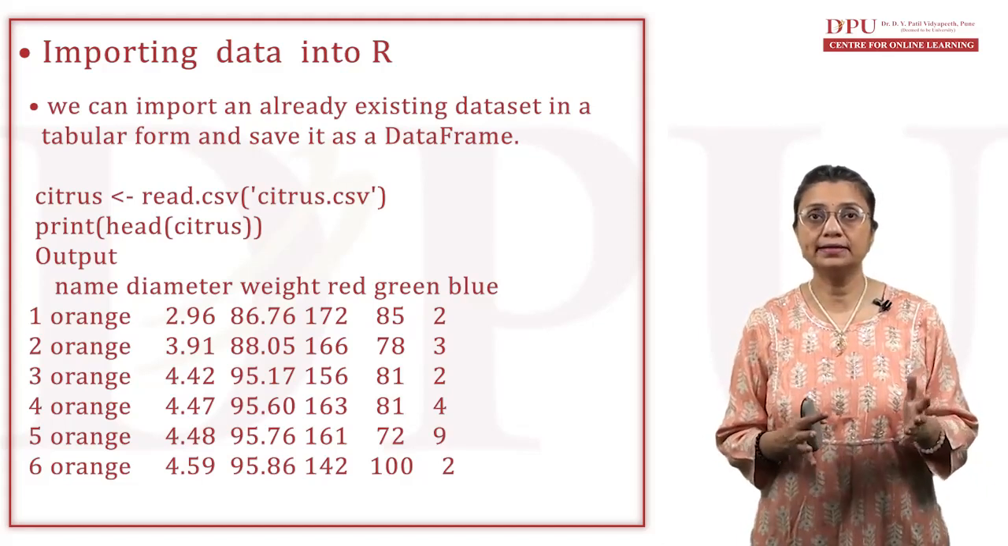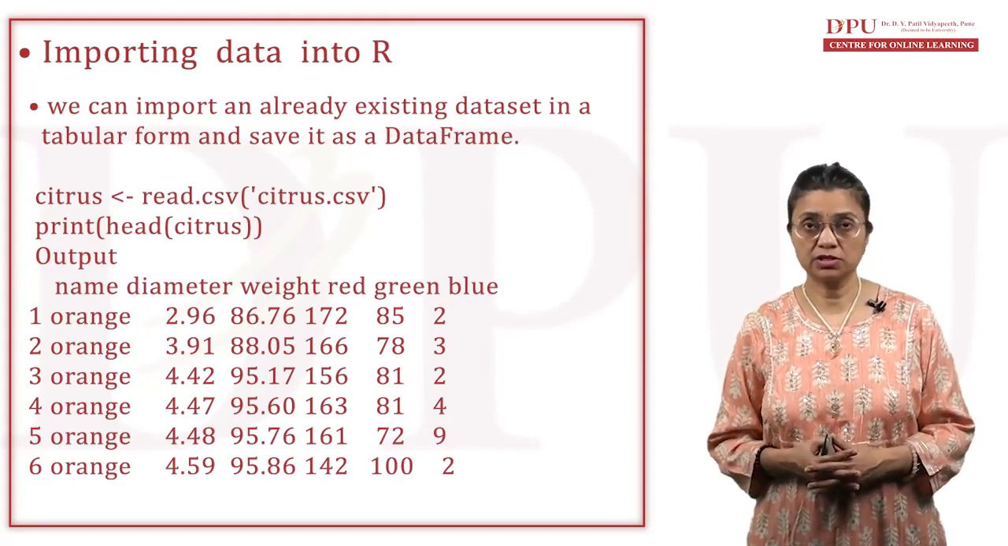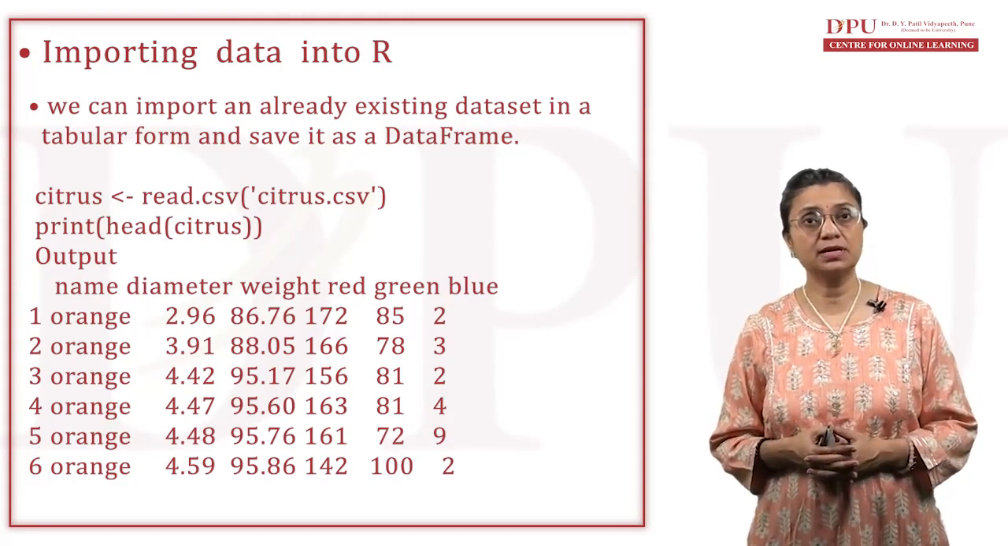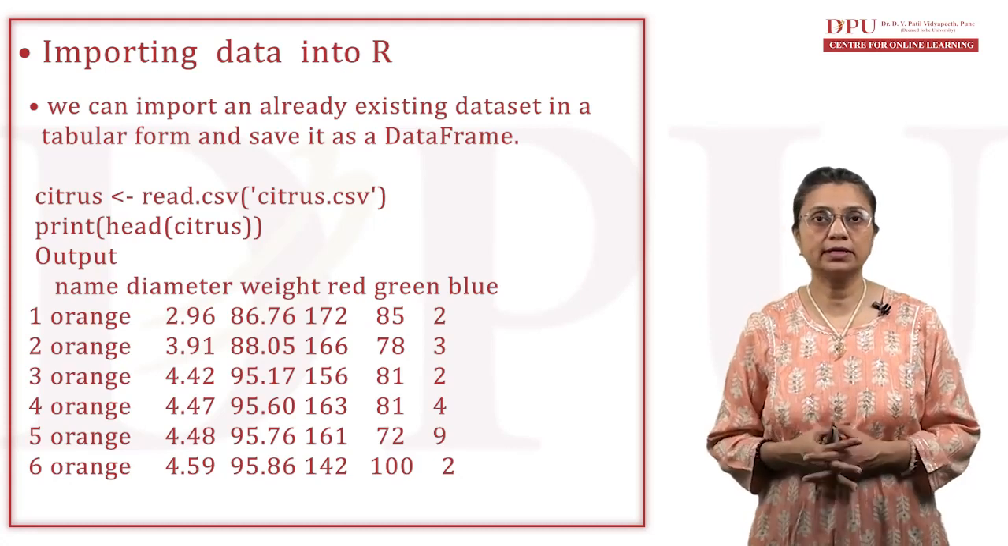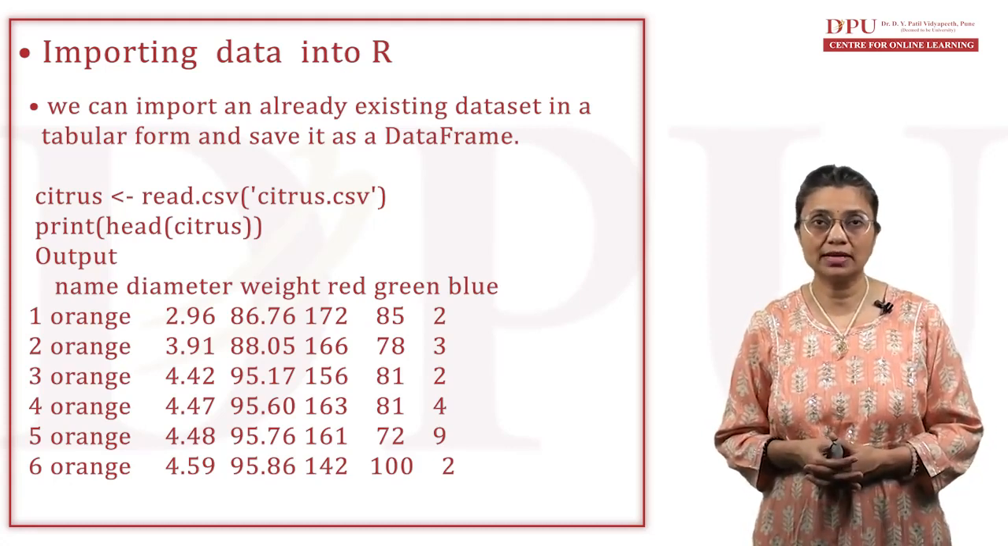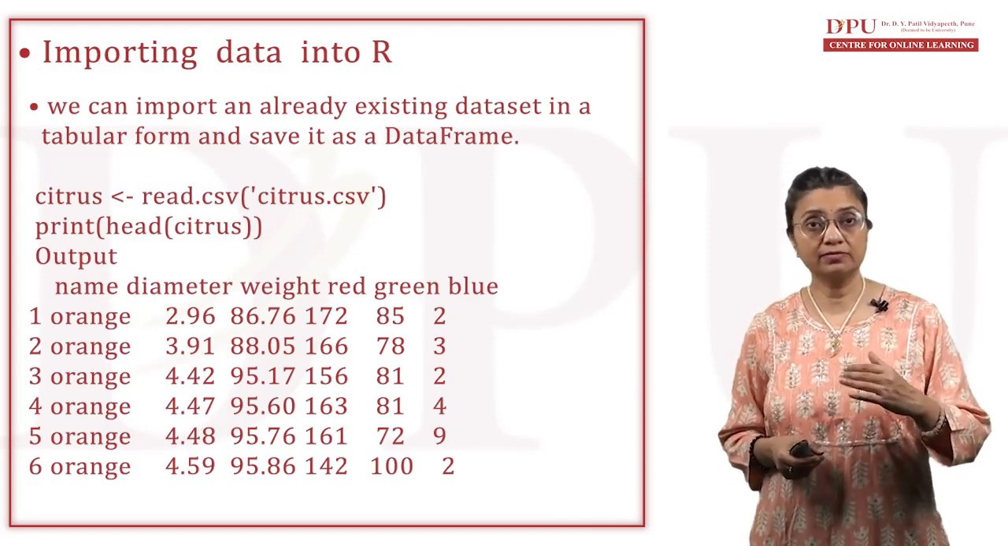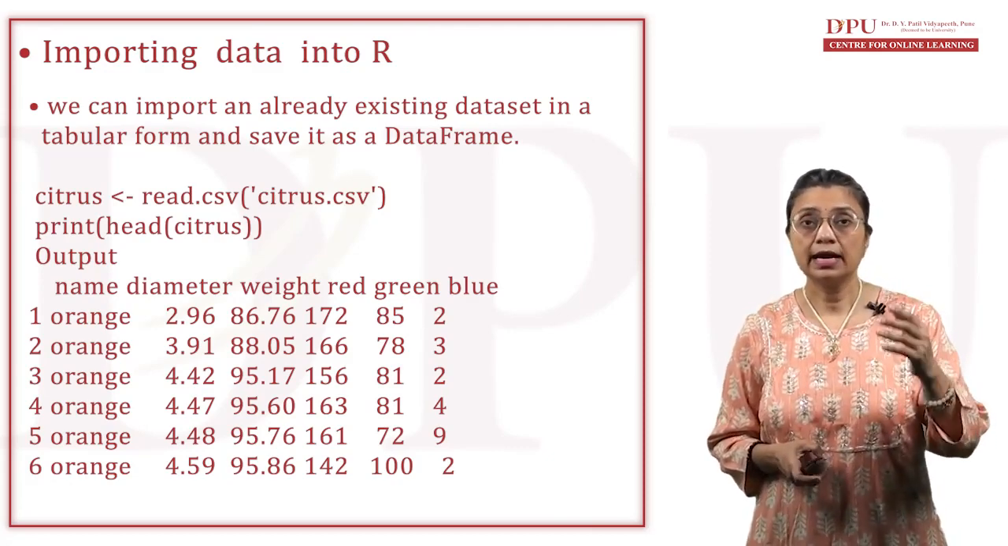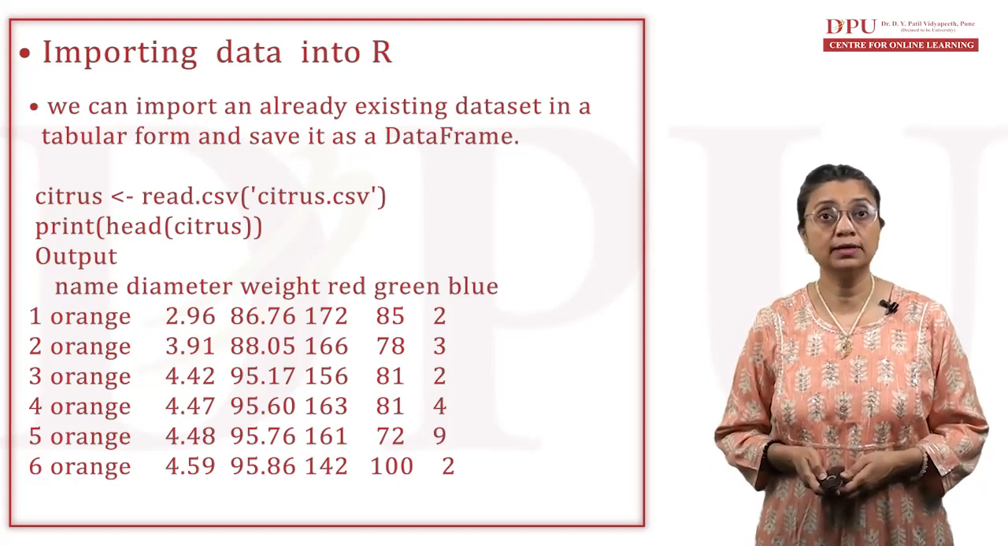So, I have done print. Within print, I am passing the head function, and within the head function, I am passing my citrus variable, which is holding the data of the CSV file. You can see here that the data of the CSV file is printed with header, which is the top six records. And those six records are displayed on the screen.